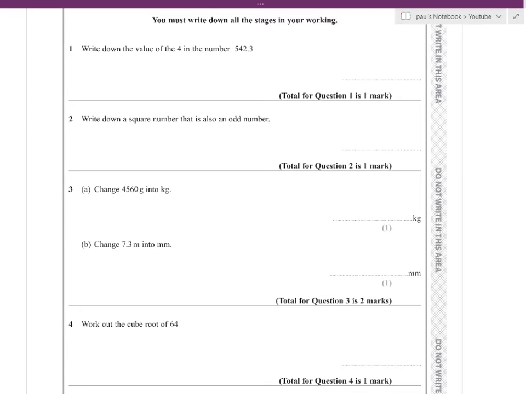Right, number 1. What's the value of the 4 in the number 542.3? 40. Write down a square number that's also an odd number, 25. Change 4560 grams into kilograms, 4.56 kilograms.